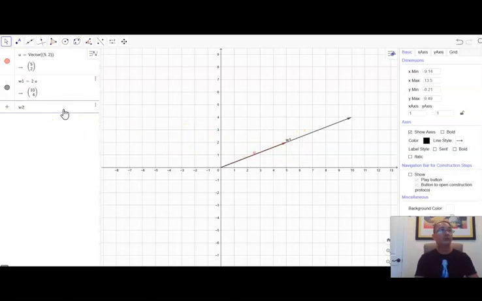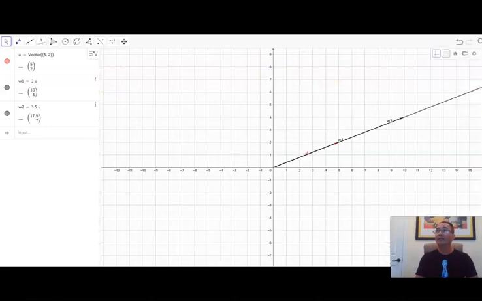Let's make W2 be 3.5u. So there we go. It's now off the screen. Let me close the properties section. It's still off the screen. So let's make a shorter vector. How about W3 will be negative 1.5u? Okay, so now it is pointing in the exact opposite direction.